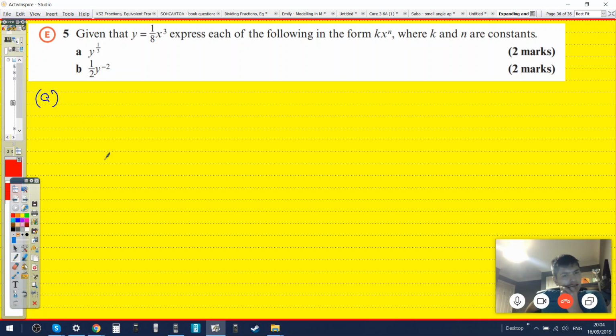So do I then need to do an 8? Do I just need to do cube root of 8x cubed for the first one? Yep. So will that be a half x? Yep. And then for B, half y minus 2.